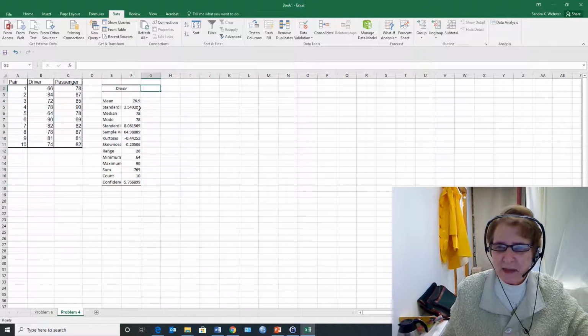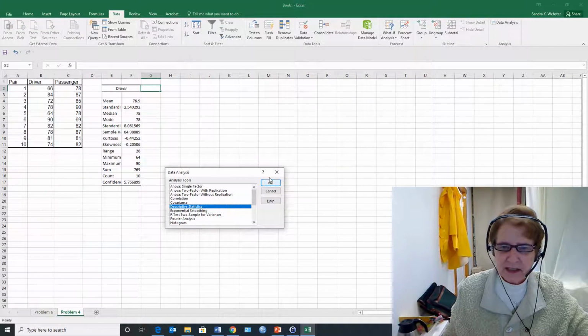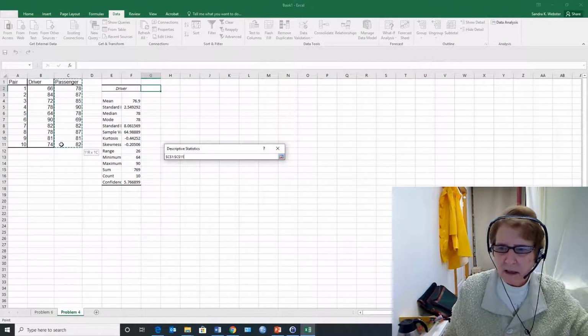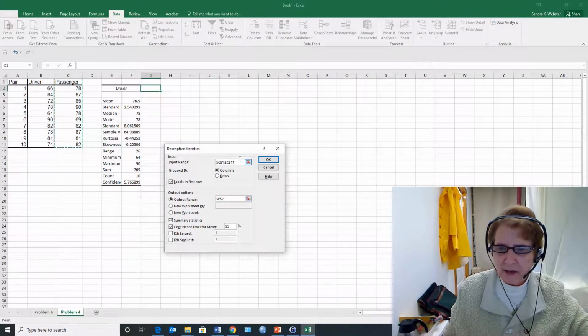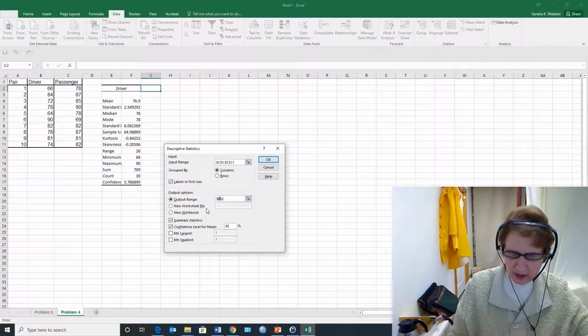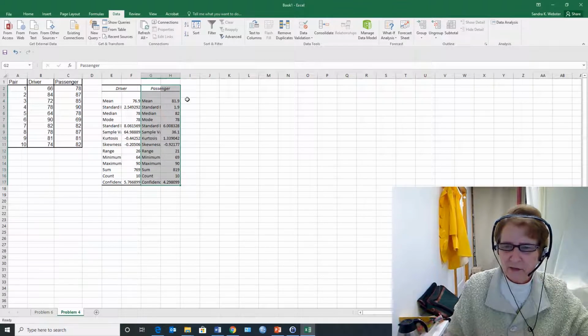We need to do the same thing for the passenger, so data analysis, descriptive statistics, but we highlight column C, making sure we get them all in. There are 10 pairs, so it would go from C1, which is the label, to C11, which is the 10th one. Labels are in the first row. The output range now is still E. I don't want that. I want it to be not overriding the first one. So I'm going to say G, and I'm typing it in. And I just say OK. And there I've got it for the passenger.